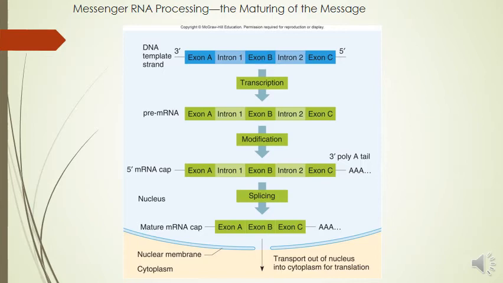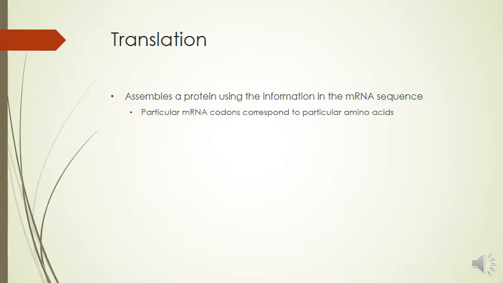First, a large region of DNA containing the gene is transcribed. Then a modified nucleotide cap and poly-A tail are added, and introns are spliced out. Finally, the intact mature messenger RNA is sent out of the nucleus. During translation, you assemble a protein using the information in the messenger RNA sequence, and particular messenger RNA codons correspond to particular amino acids. This occurs on the ribosome.